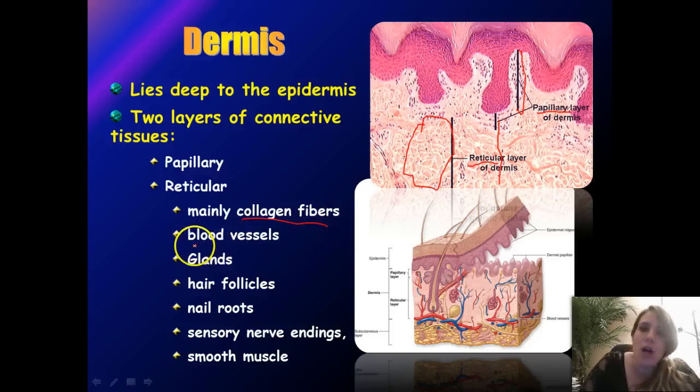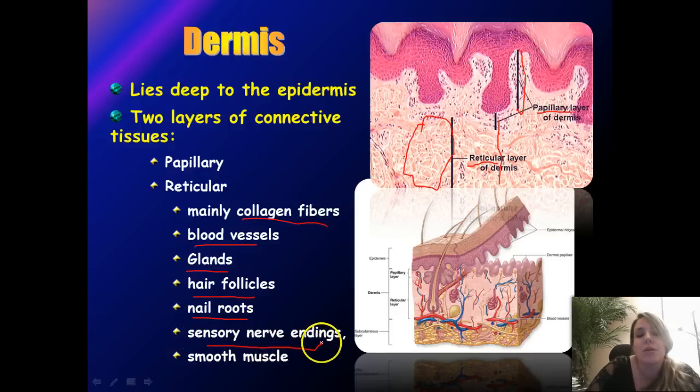And then in this layer, you'll also find blood vessels, glands, usually the base of the glands, hair follicles, nail roots if you're talking about nails, the ends of sensory nerve endings, or sometimes the cell bodies of neurons, and that smooth muscle, the erector pili. This is kind of a cool diagram. They're basically taking the epidermis off of the dermis, and then down here is your hypodermis. Pretty cool, huh? So again, up here would be your papillary layer, this would be your reticular layer, and this is your hypodermis or your subcutaneous layer.